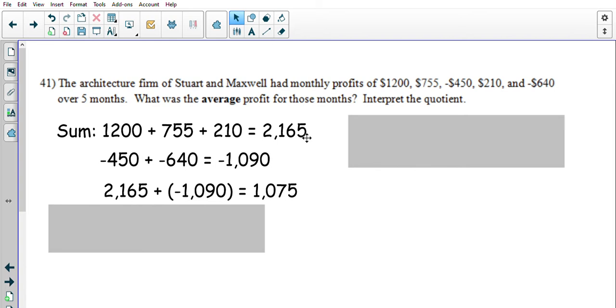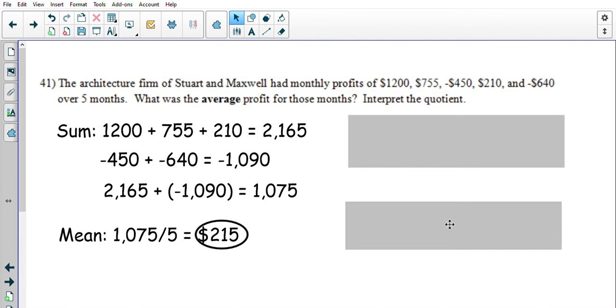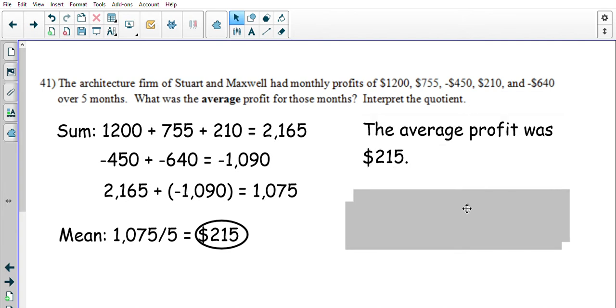2,165 plus negative 1,090 is 1,075. But we have to divide that by 5 since we're talking about a 5-month period. 1,075 divided by 5 is going to give us an average of 215. So what we can say is that the average profit was $215. We could say the average monthly profit was $215 to be a little bit more specific.